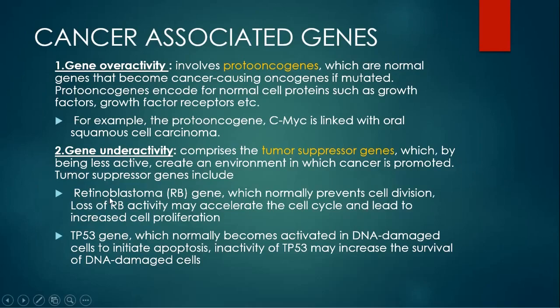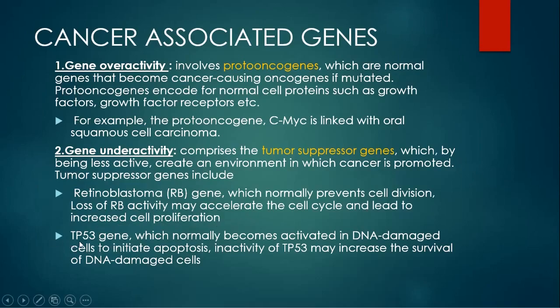Now, talking about the retinoblastoma gene, the RB gene, which normally prevents cell division. As this is a tumor suppressor gene, it prevents cell division and suppresses the tumors. But if there is underactivity or loss of RB activity, it may accelerate the cell cycle and lead to increased cell proliferation, and hence it may cause cancer.